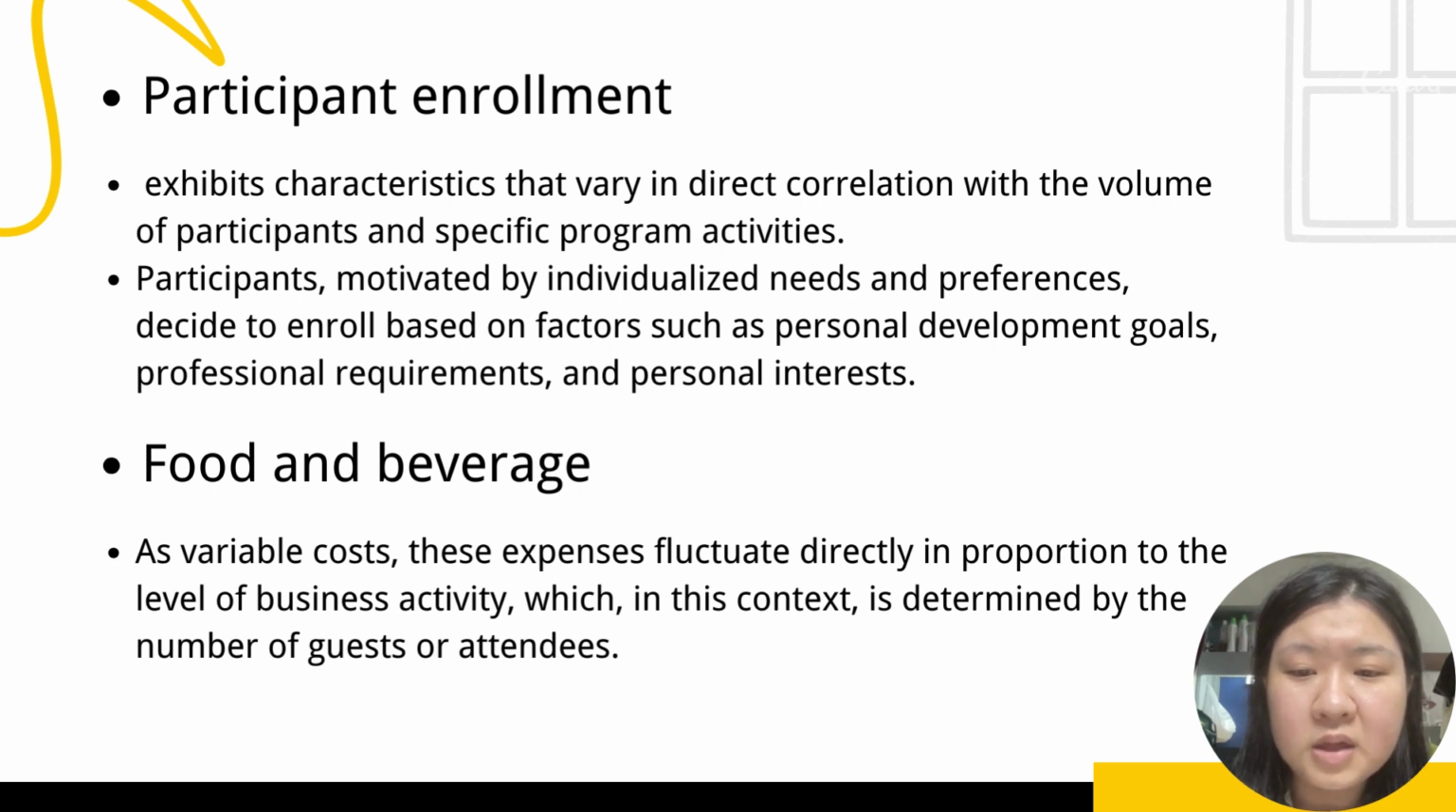And the second one is food and beverage. As a variable cost, this expense fluctuates directly in proportion to the level of business activity, which in this context is determined by the number of guests and attendees.